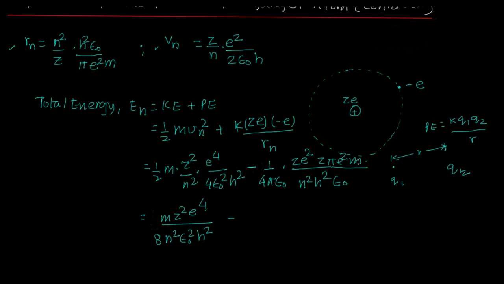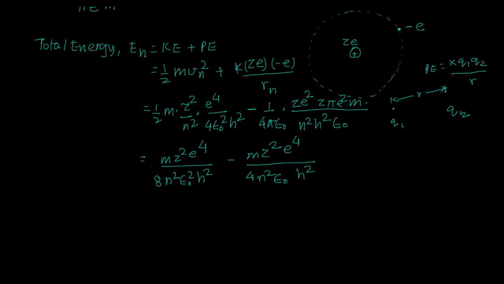Minus, there is an m here, so I have an m, and then there is a Z square, and there is an e to the power 4. This pi actually cuts this. So upon, we have a 4 n square, and an epsilon naught square, and we have n square, epsilon naught square, and an h square.